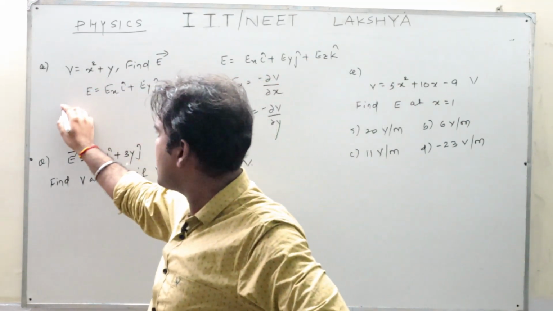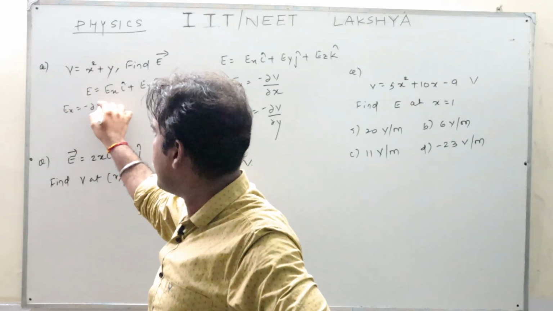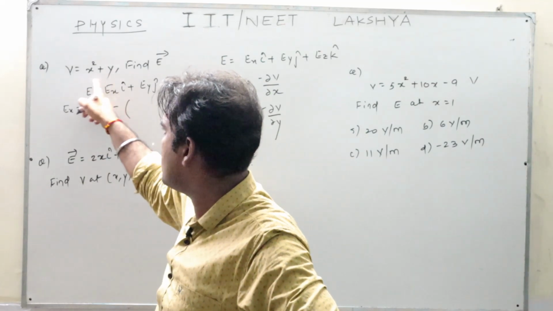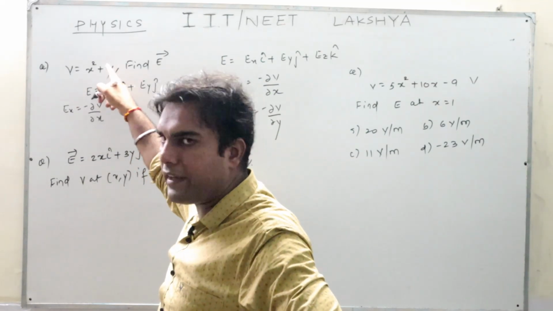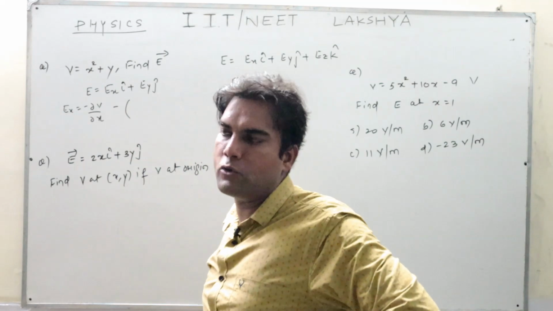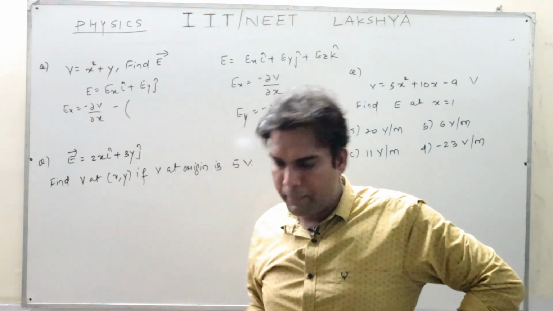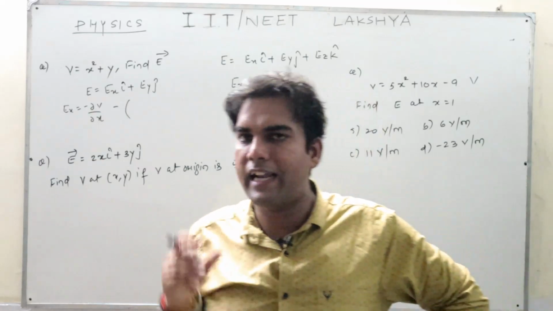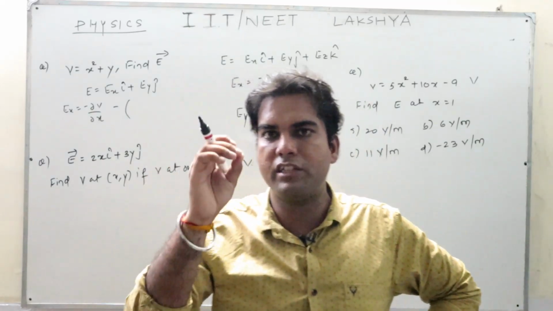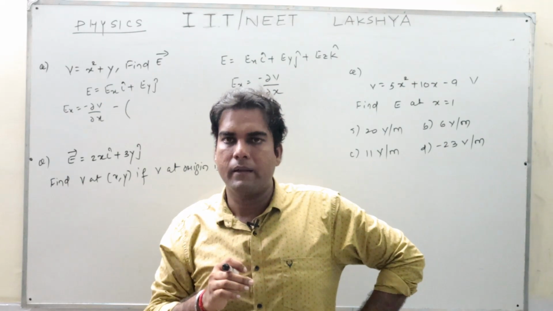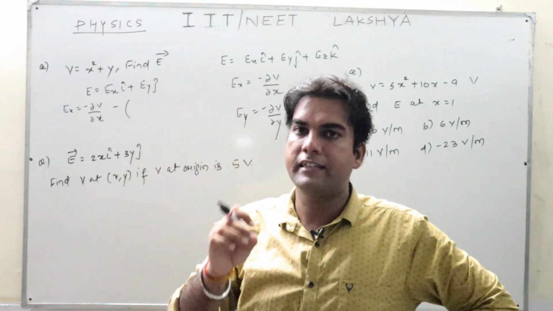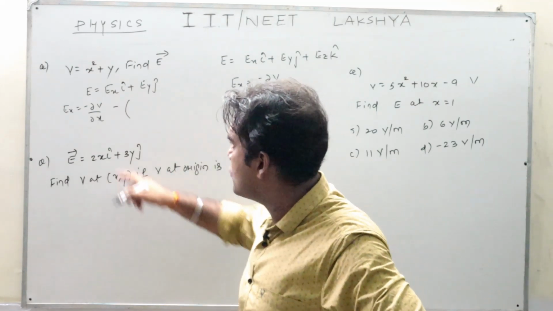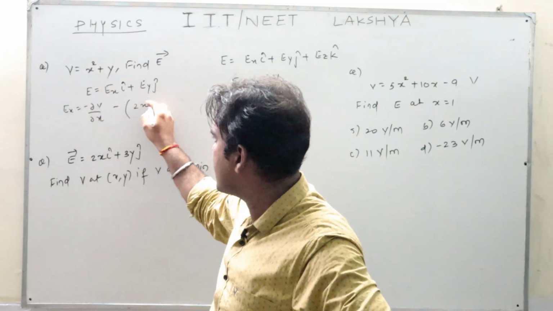And Ex is what? Minus del V by del x. So minus, what is the derivative of this function with respect to x? So this part is y, its derivative will become 0 because y is supposed to be treated as constant. In partial differentiation, this is the symbol of partial differentiation. When I am saying del V by del x, it means differentiate with respect to x, keeping y and z as constant, and derivative of constant is what? 0. So derivative of x square will become 2x.